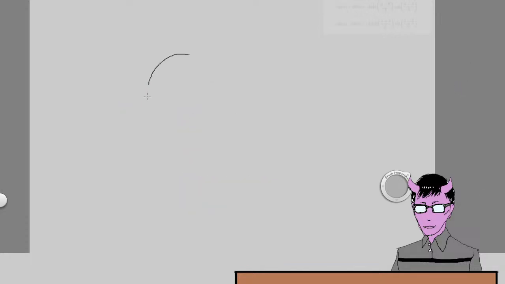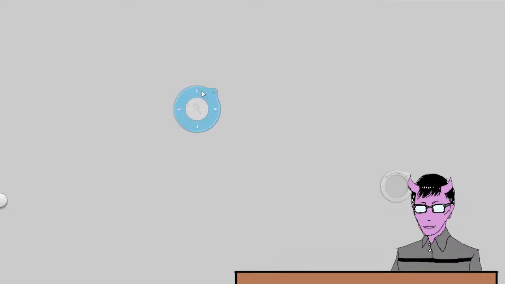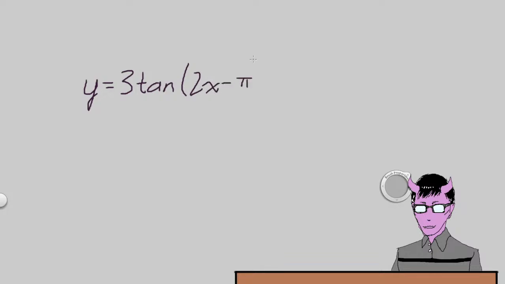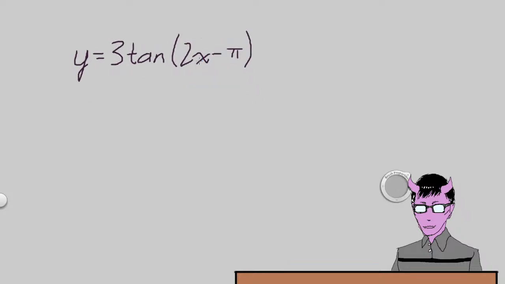So now let's get to the period changes, of course. So suppose we're doing something like y is equal to 2. And let's also do an amplitude change. So let's do 3 times tangent of 2x minus pi. No vertical shifts because they're not that important, honestly. So let's just stick with this one first.